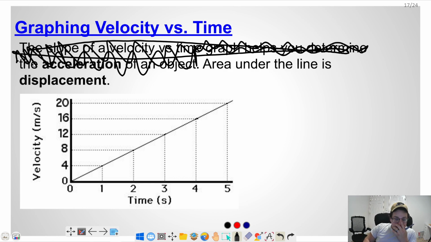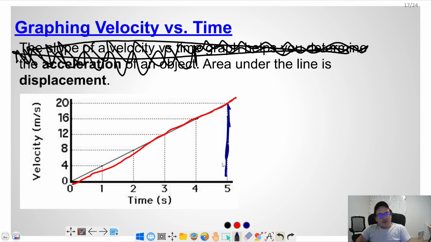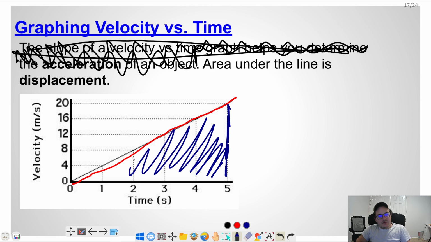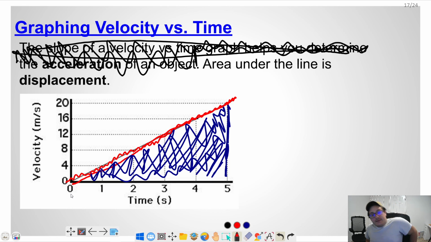When you look at a velocity versus time graph, the area under the line, so this is my line right here, tells you displacement. And I'm going to show you why that is here in a second. So in blue, there's our area under the line. Let's see if I can draw that red line a little bit better. Let's make it just a little bit thicker. Okay, so there's our red line. The area under the red line is displacement.